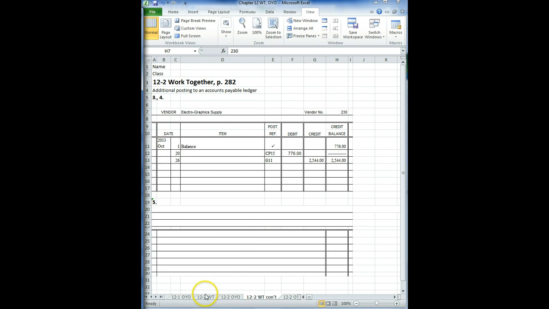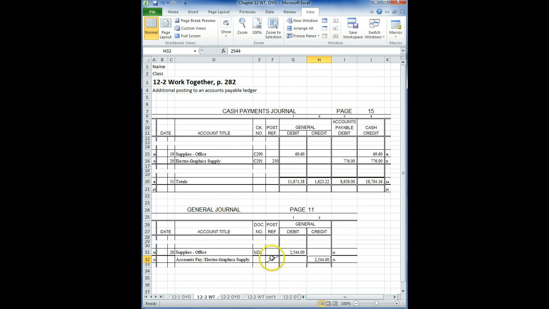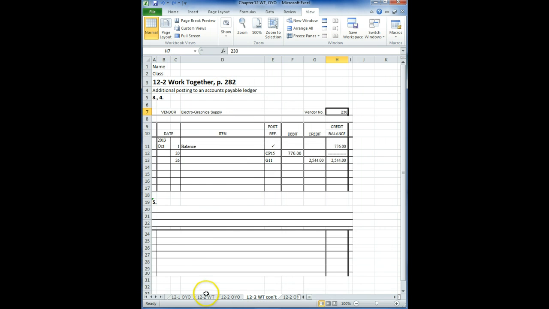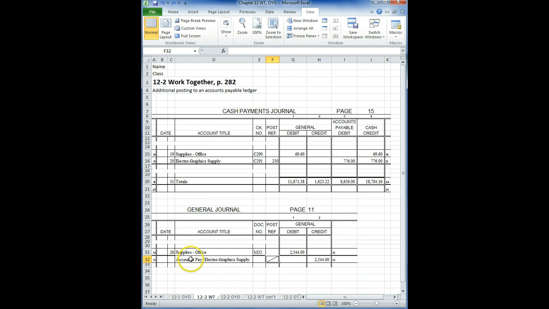So we're going to take this 230. We're going to go back to our journal. And right here, we need to put the 230 in there. So I think I'm going to have a little bit of a problem doing this, though. Since the account we posted to was the electrographic supply accounts payable, we're going to want to put that in the bottom half. The top half is for accounts payable. The bottom half is for electrographic supply. So we're just going to click our cell and write 230, which was our vendor number. And it's mostly below the line, so we should be good.